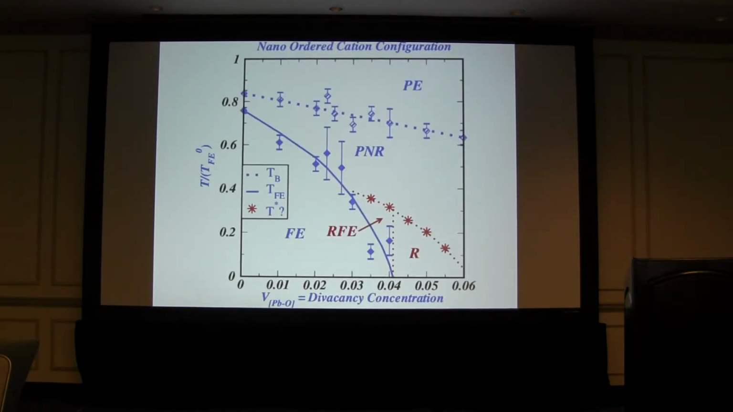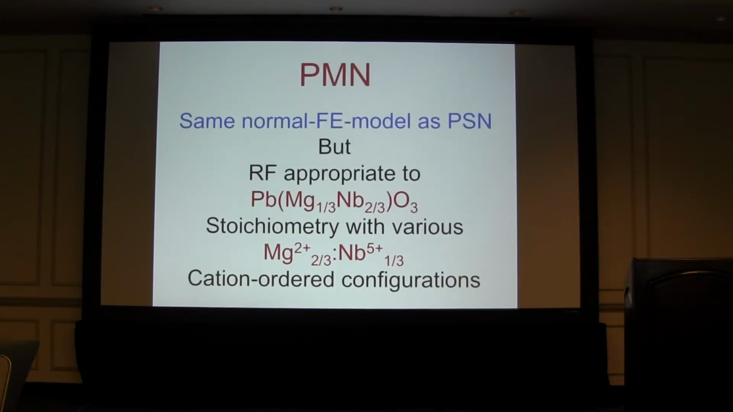So you get essentially the same phase diagram then for the nano-ordered configuration. And now we've tweaked the model to do simulations of PMN, essentially because both PMN and PSN want to have the same kind of normal ferroelectric behavior of 111 ferroelectricity. All we've done is to use the PSN model for normal ferroelectricity and change the behavior of the random fields so that they represent the appropriate stoichiometry.